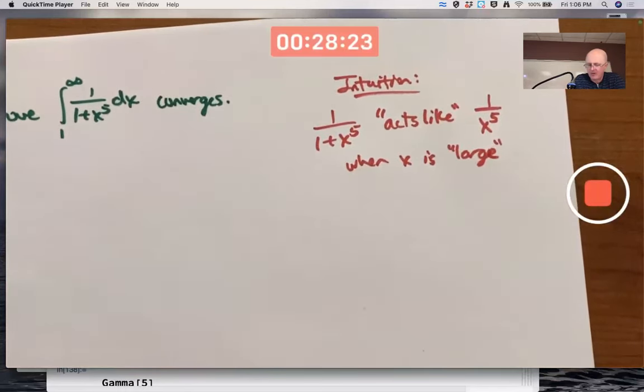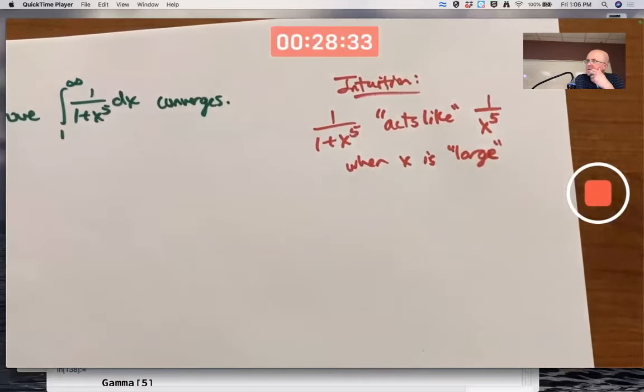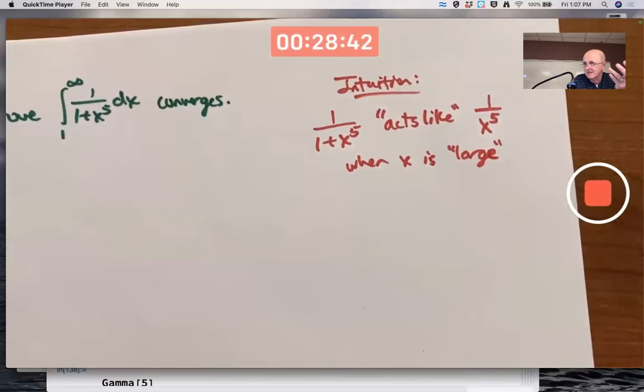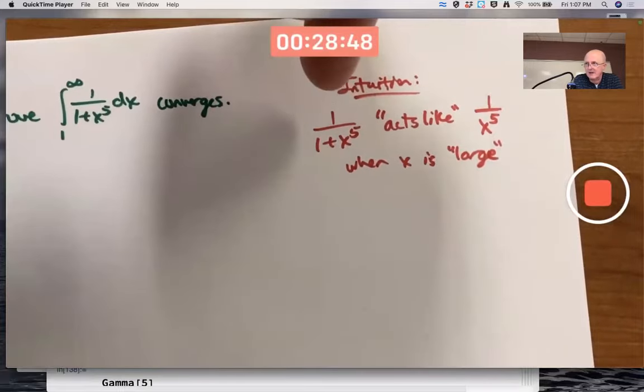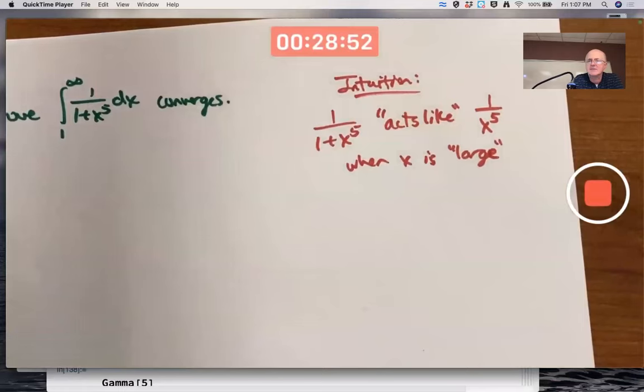I don't want to say they're approximately equal, because that could be misleading. The reason that could be misleading is because there could be other things approximately equal to 1 over x to the 5th, where the rigorous proof doesn't work, and in fact leads you to the wrong conclusion if you tried it. So I don't want to say approximately equal to here. I want to say it acts like or behaves like. I think the book uses the word behaves.